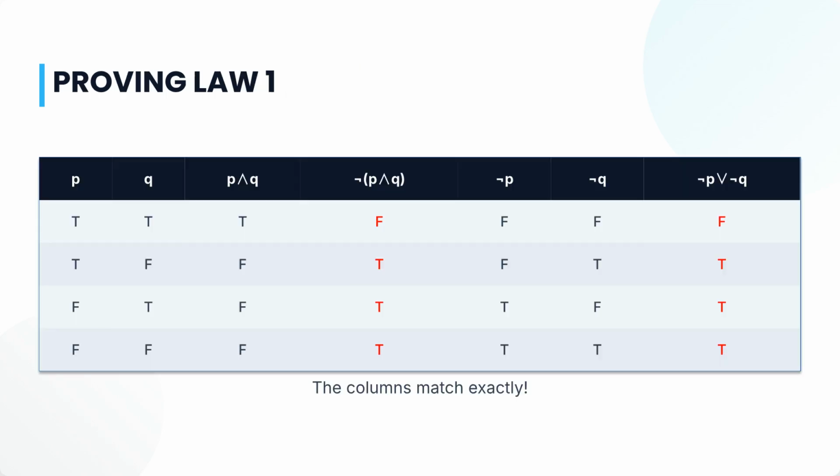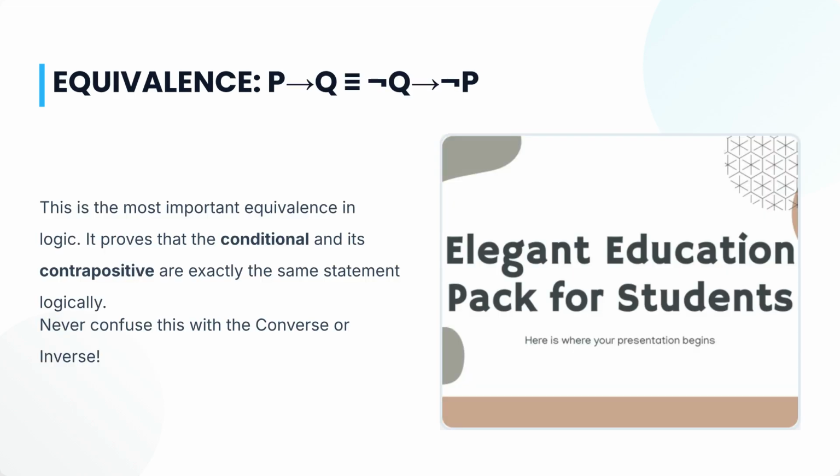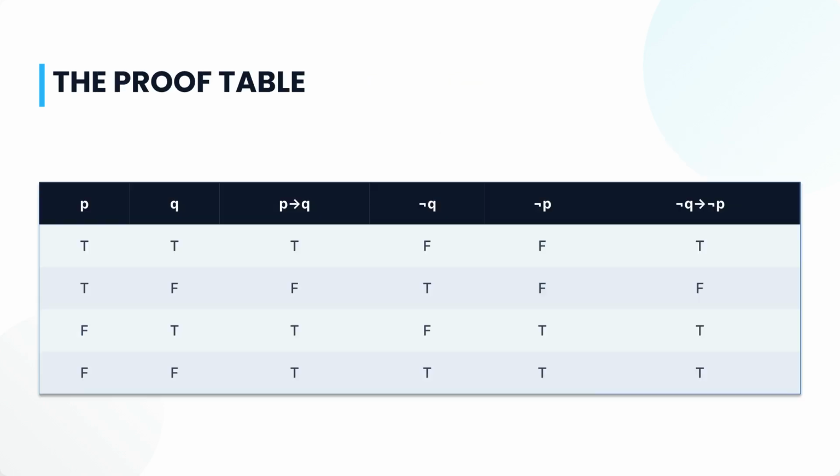By building and comparing the truth tables, we can prove the validity of these laws because the resulting columns match exactly. This is the most important equivalence in logic. It proves that the conditional and its contrapositive are exactly the same statement. Never confuse this with the converse or the inverse. Next, let's examine the proof table that demonstrates these logical relationships.